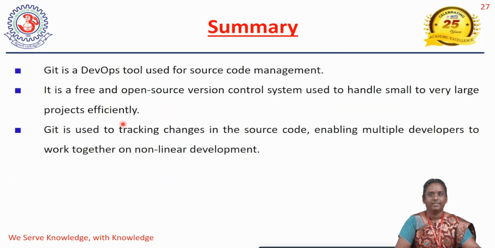Git is a popular DevOps tool used for source code management or version control management. Git is one of the most popularly used source code management tools, and it is free, open source, and used to handle either smaller projects or larger projects. Source code can be maintained efficiently. Git is used to track changes in source code and enables multiple developers to work together on non-linear development, because we take a copy from the remote repository and work locally. So it allows multiple developers to put their own ideas in with the help of this Git software.